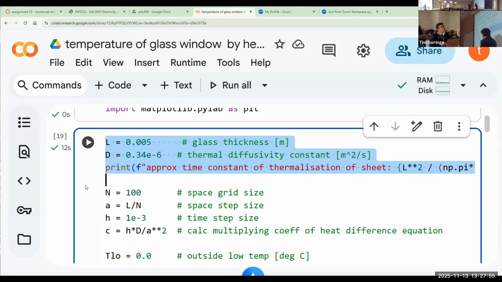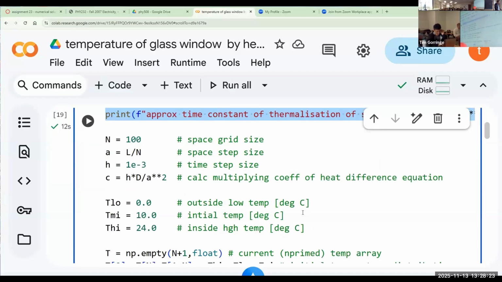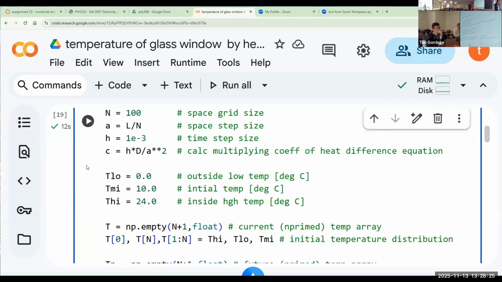The discretization of space, the discretization of time, and the diffusivity all roll into one coefficient in the difference equation that determines whether the temperature is going to change. The scale of the heat. So I'm calculating it here, so I don't have to keep writing h times b divided by a squared. Okay, we need to specify our initial conditions.